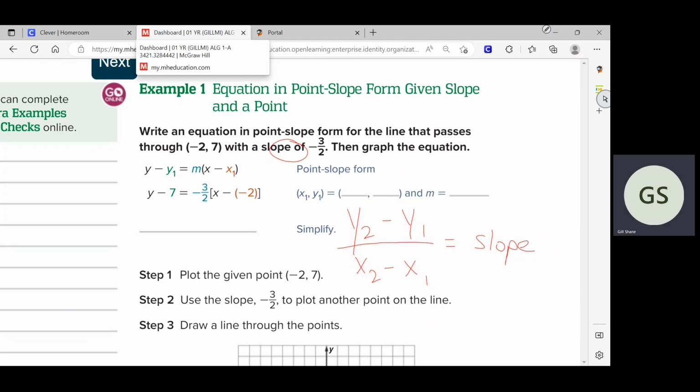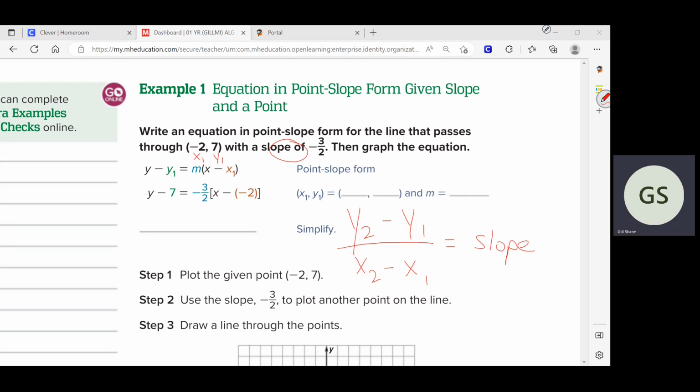What we're doing is we're just plugging numbers in for this first part. You're just saying, okay, well, if I get a point, I label this x1. You label this y1.